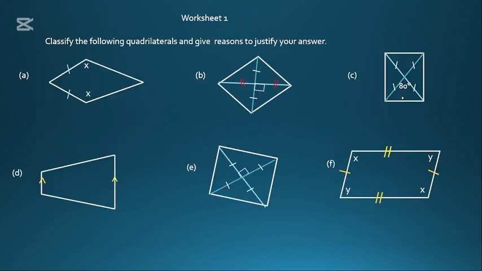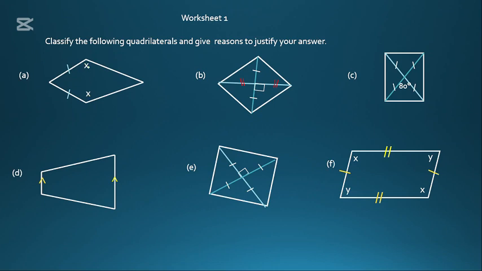So now we are going to start with this worksheet 1. You must now classify the following quadrilaterals and give a reason to justify your answer. So we will look at the different properties before we start. Okay, so we look at this property. Two adjacent sides are equal.